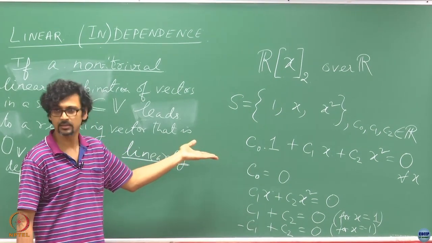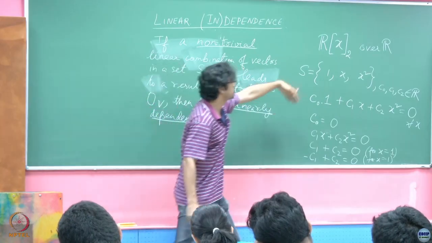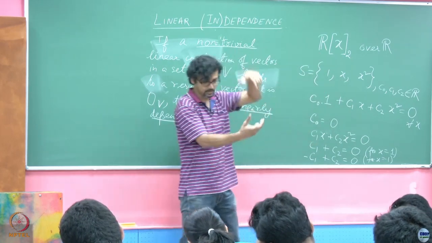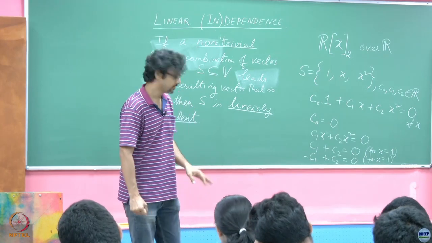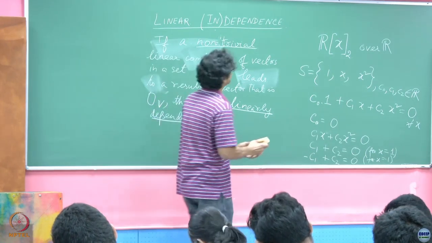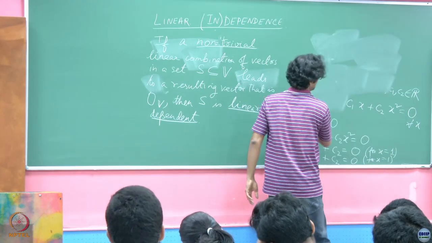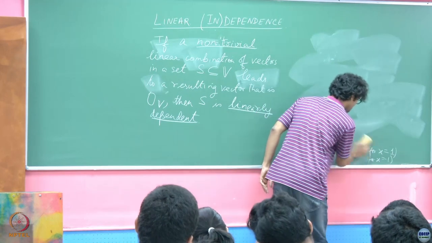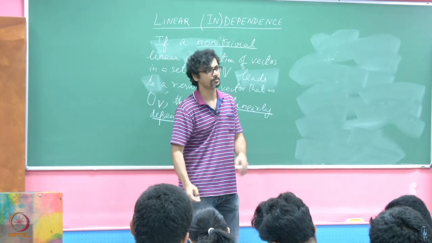Is that clear? So this is an example of a set sitting within a vector space which is linearly independent, which looks nothing like the n-tuple of numbers. Okay. Having understood this, I will make a couple of claims, maybe two or three claims, and I will argue that these must be true.